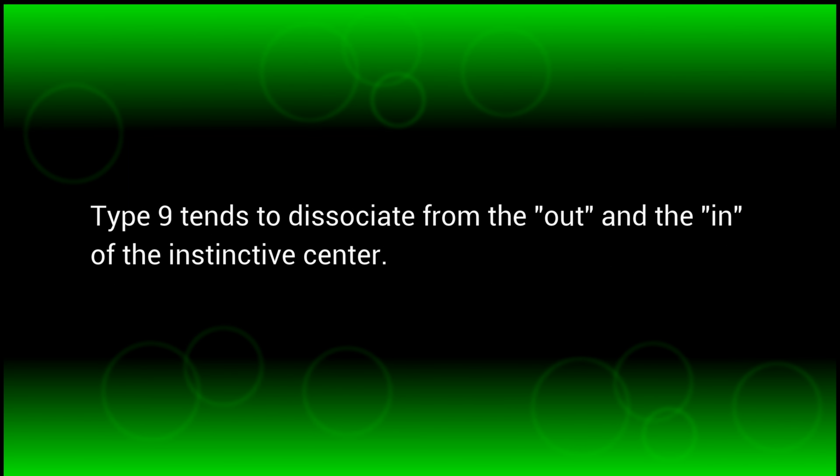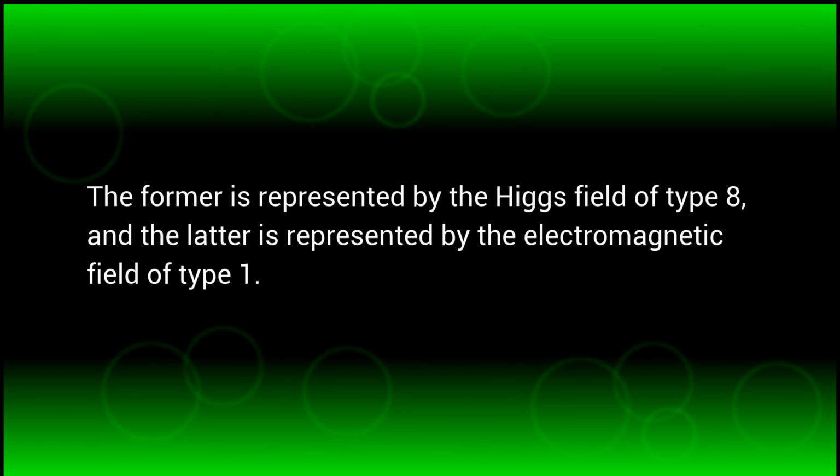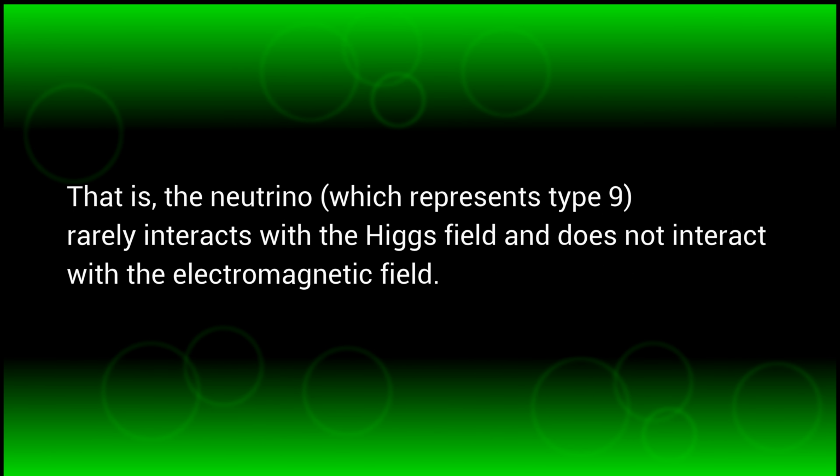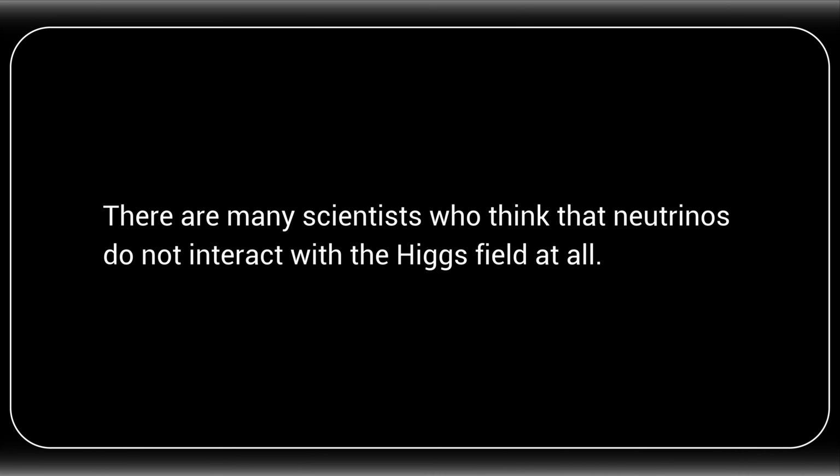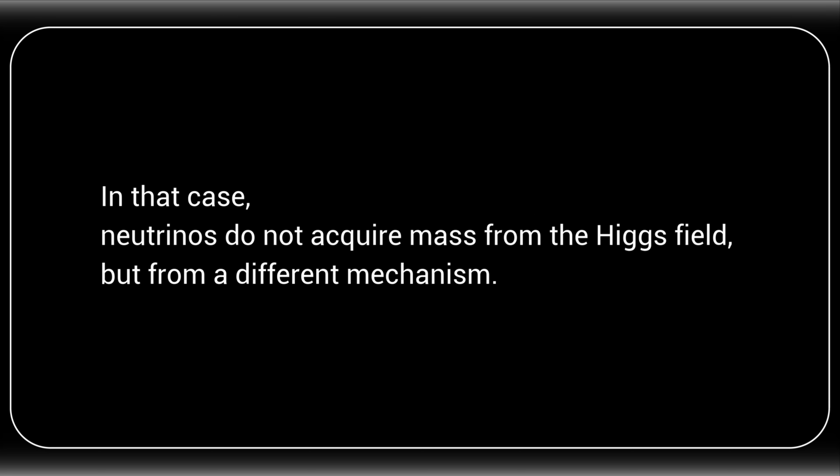Type 9 tends to dissociate from the out and the in of the instinctive center. The former is represented by the Higgs field of type 8, and the latter is represented by the electromagnetic field of type 1. That is, the neutrino, which represents type 9, rarely interacts with the Higgs field, and does not interact with the electromagnetic field. Note: There are many scientists who think that neutrinos do not interact with the Higgs field at all. In that case, neutrinos do not acquire mass from the Higgs field, but from a different mechanism.